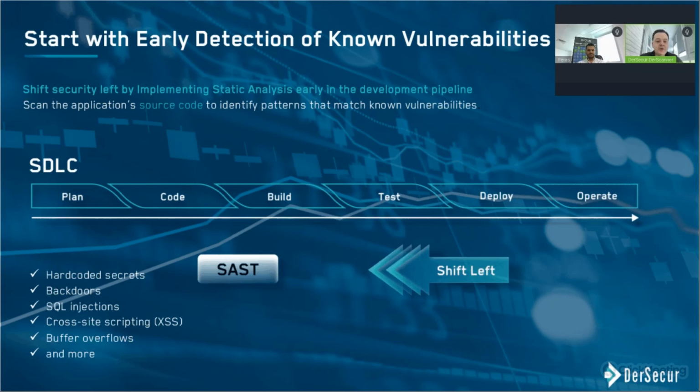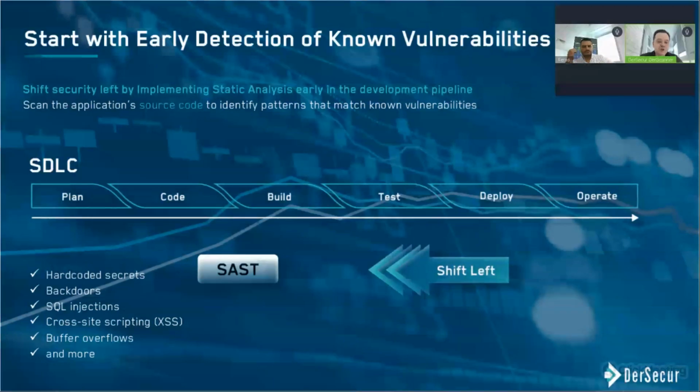So that's why we introduce static analysis early in the development pipeline. Once you have the source code of your applications, let's say at the coding or building stages of the software development lifecycle, it's a good idea to start testing that source code against known patterns and known vulnerabilities. So by using static analysis early in the development pipeline, you will be able to find hard-coded secrets, backdoors, SQL injections, cross-site scripting, and many other vulnerabilities and security threats.